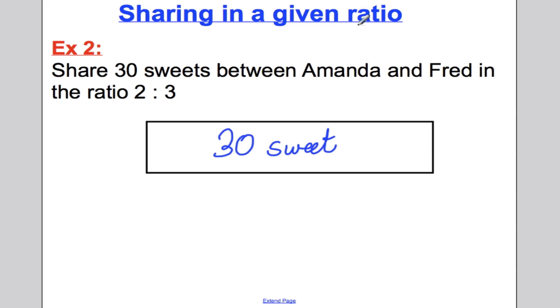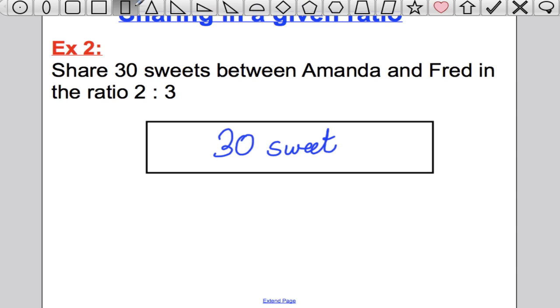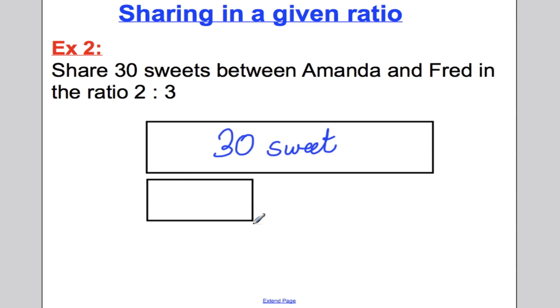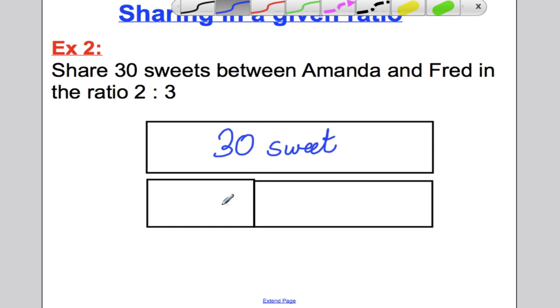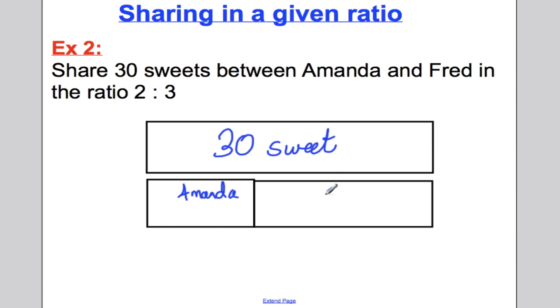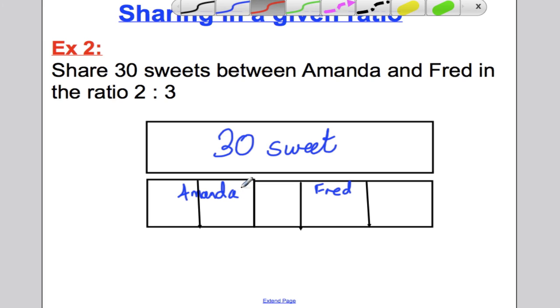Now, we're sharing it in the ratio 2 to 3. So Amanda gets 2, and Fred goes and gets the remaining 3. So this box here represents Amanda, and this box here represents Fred. And we know that this box is in 2, and this box here is in 3. So Amanda has 2, and Fred has 3.